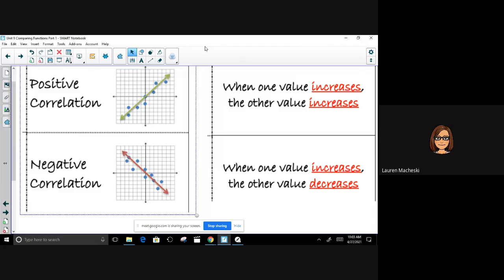So you got positive correlation, negative correlation. We all go with that part? You guys got that? Positive, they're both working together, so they're both going to increase. Negative, they're working against each other. One's going to increase, one's going to decrease.